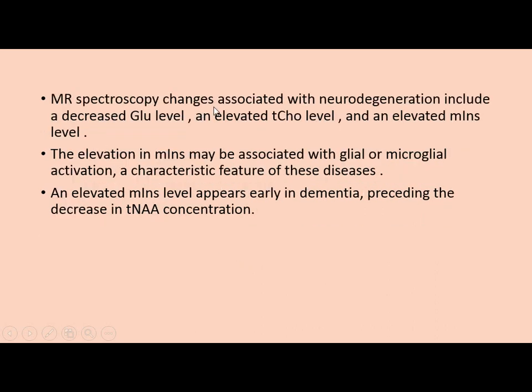MR spectroscopy changes associated with neurodegeneration include a decrease in glutamate, elevated choline, and elevated myoinositol. The elevation in myoinositol may be associated with glial or microglial activation, which is a characteristic feature of this disease. An elevated myoinositol level appears early in dementia, preceding the decrease in NAA. And in dementia, myoinositol is more diagnostic.